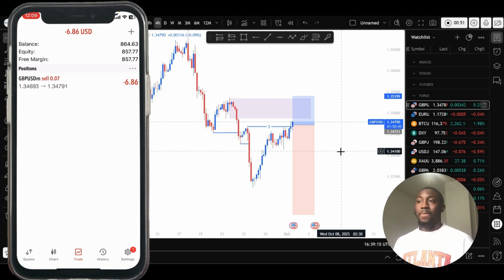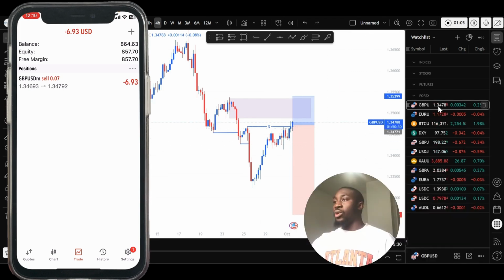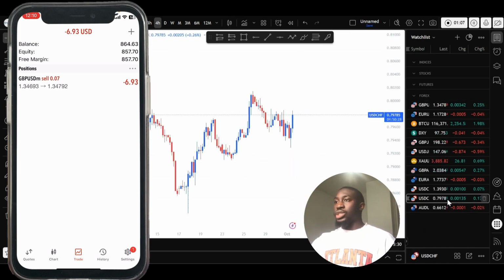I promise you guys, calm down. I promise you guys, this trade is either SL or TP. This is where my stop loss is, on top of this high. So let's see. This trade is either SL or TP. Let's see what happens. But why I'm having the confidence that this price is still going to sell, let's go and look at USD-CHF.